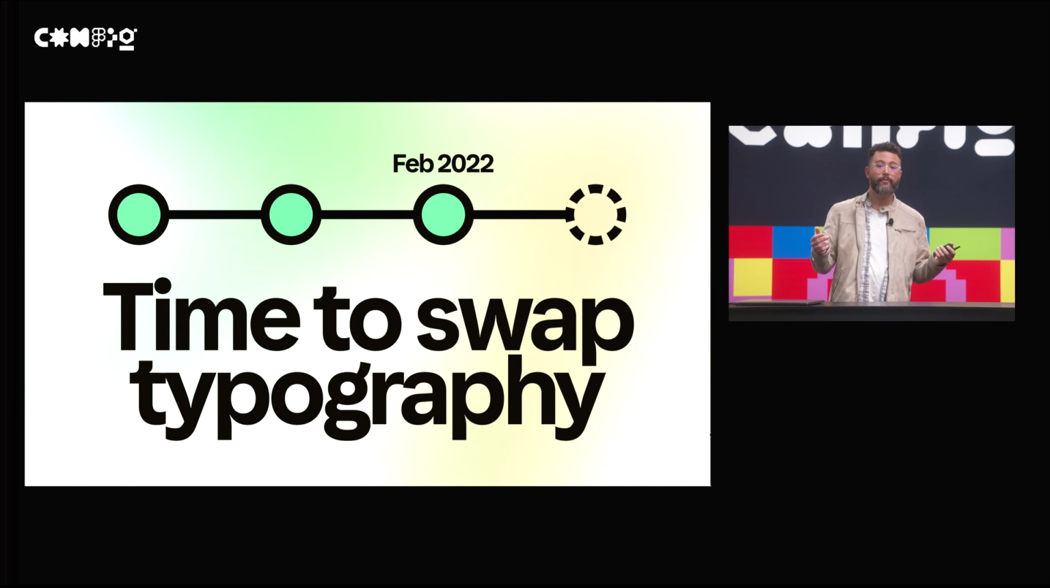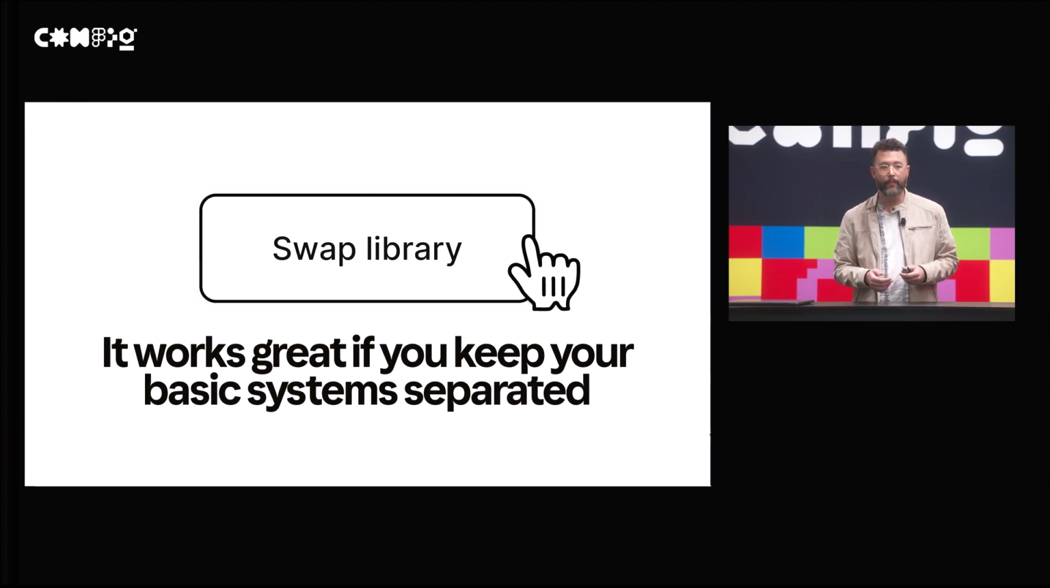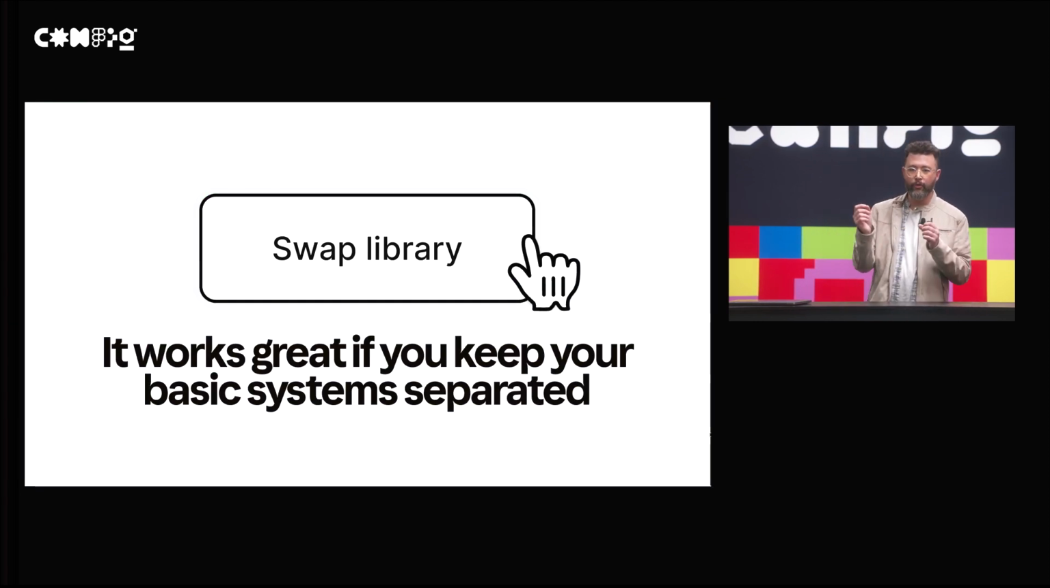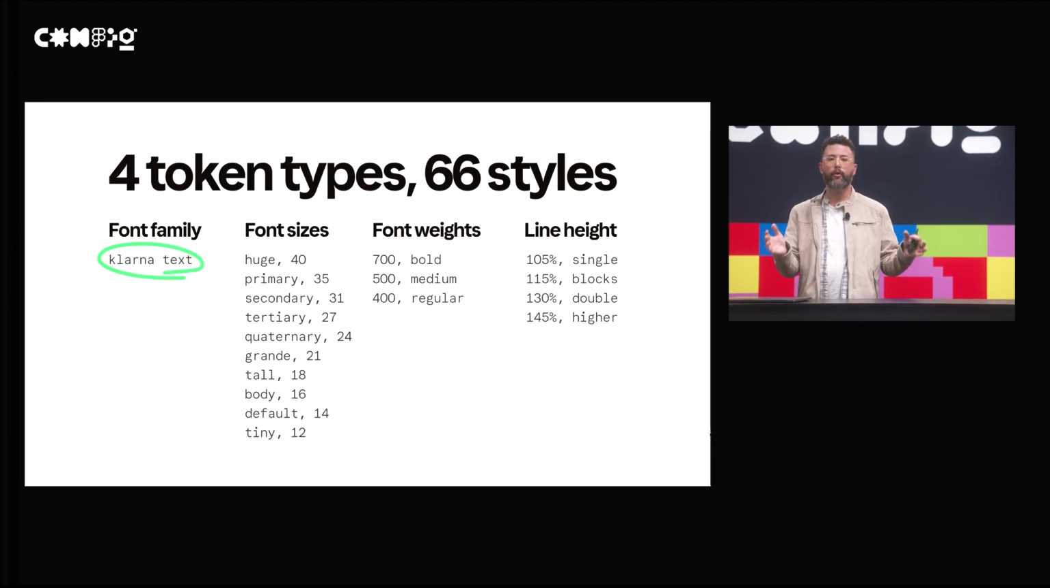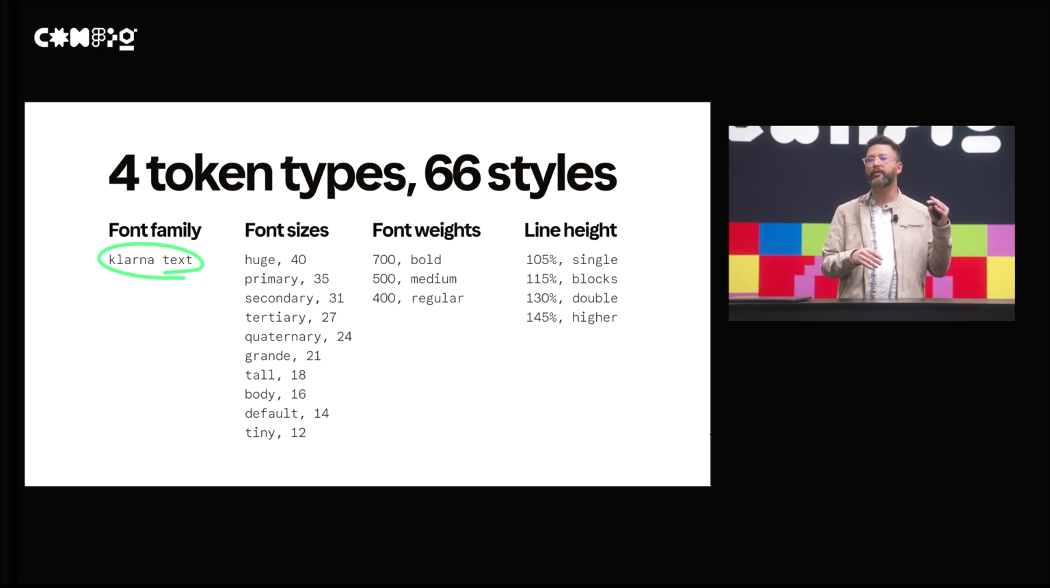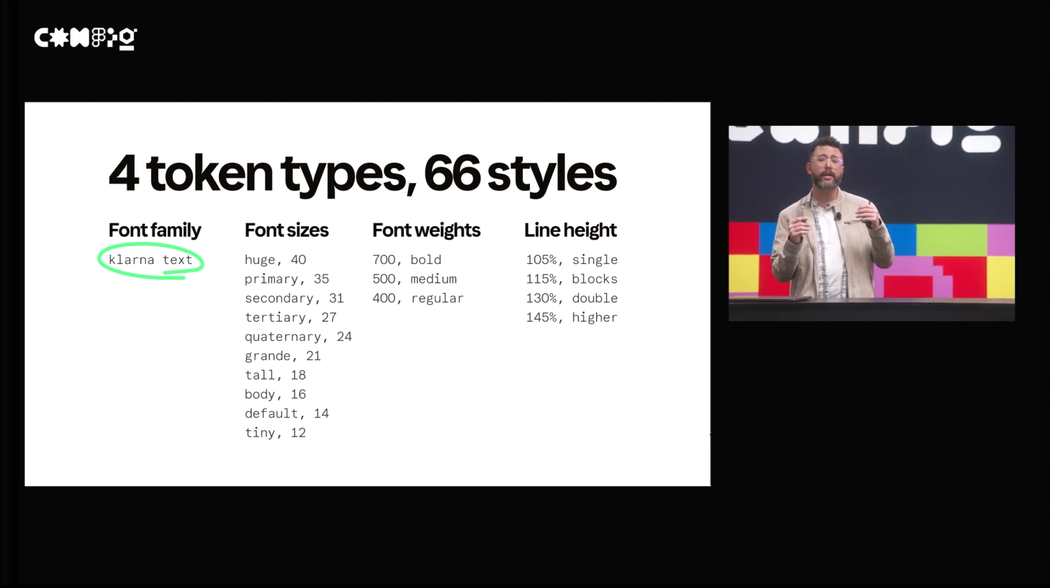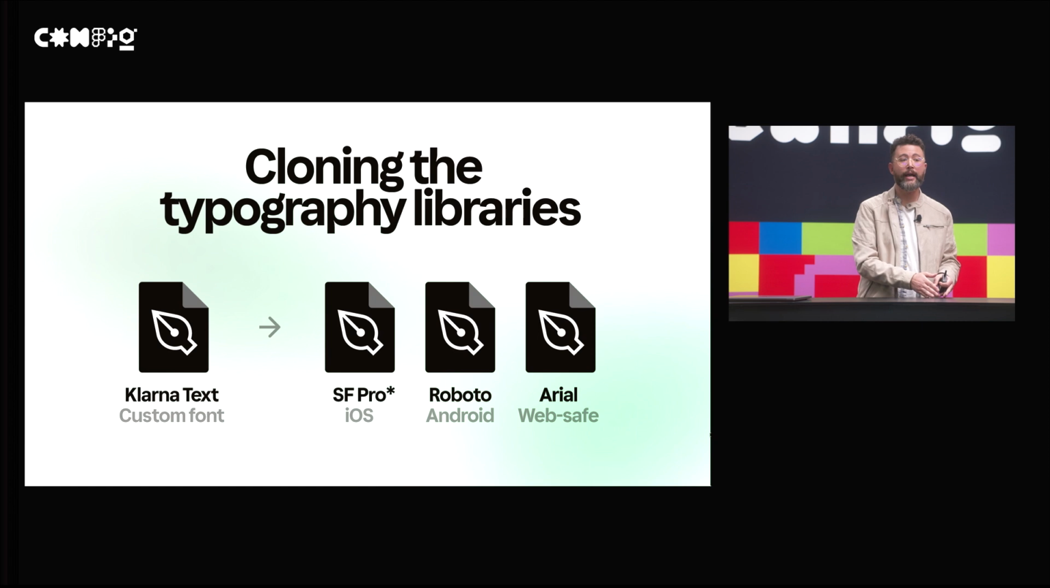And we got our deal, and it was time to swap our typography system. And that's where I wanted to talk about the little feature in Figma, which is swap library. It works great if you keep your basic system separated, something that we already had. Our typography system was one separated file with our 4 token types, and we just needed to focus on the font family. We cloned the file 3 times, one for iOS with San Francisco, one for Android with Roboto, and one web-safe fallback with Arial.